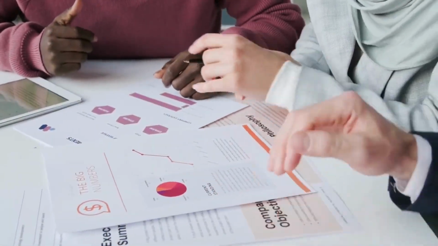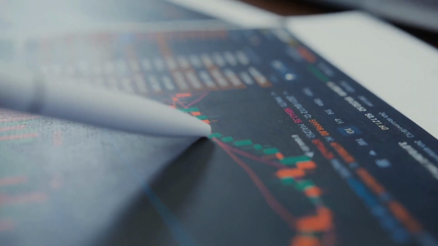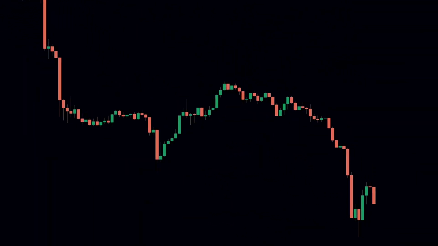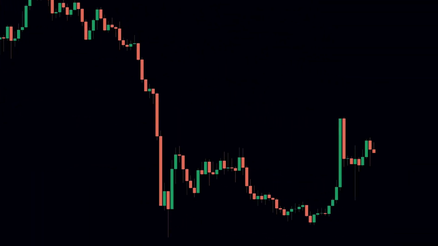Today, I want to show you a trading strategy that helps you catch highly profitable trades using liquidity sweeps. Best part? You only need two free TradingView indicators.